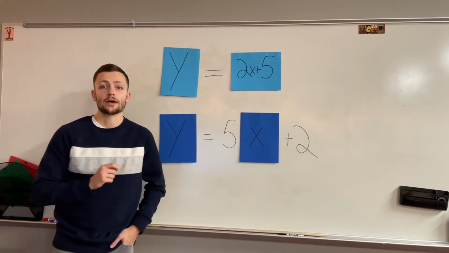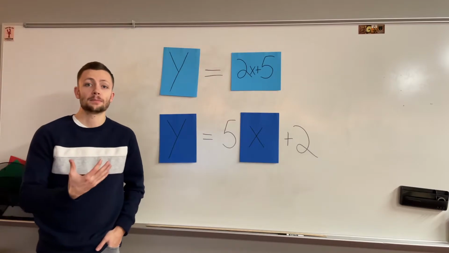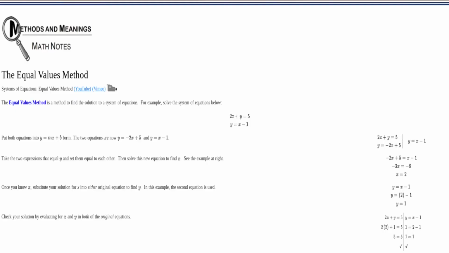So the equal values method, as you guys see in the math notes that I'm putting up on the screen right now, is a method to find the solution of a system of equations. For example, if we take a look at this system of equations below, we see 2x plus y equals 5 and y equals x minus 1.